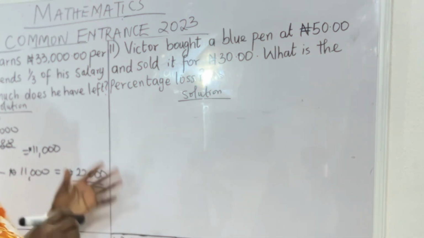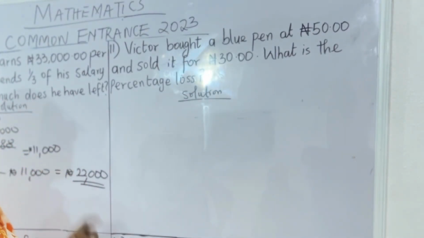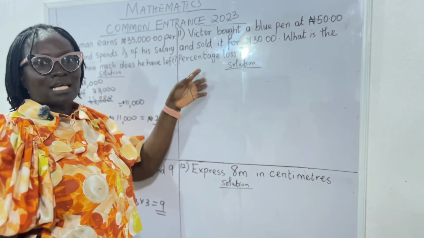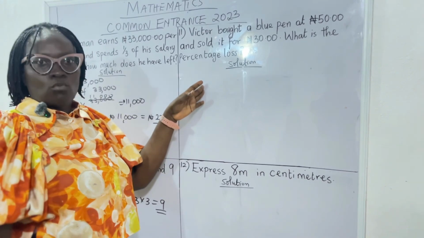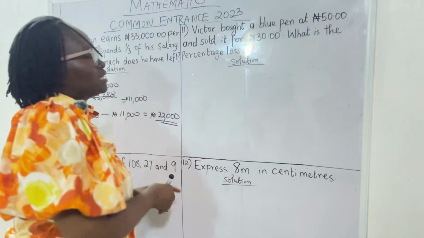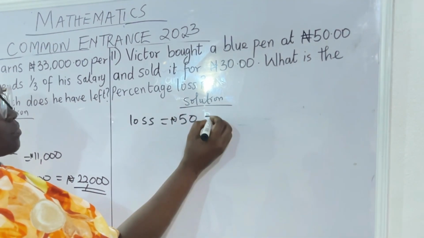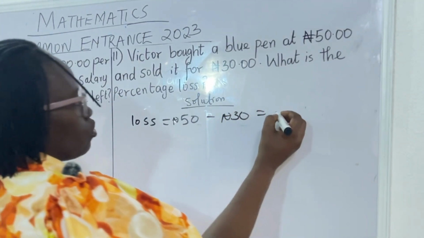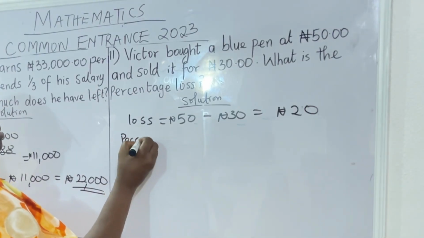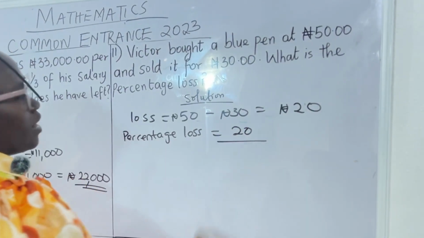Question 11. Victor bought a blue pen at 50 naira and sold it for 30 naira. What is the percentage loss? In this case, it is a loss because he sold it for an amount that is less than the cost price. Usually when you are doing business, you should sell your products more than the cost price. So that is why it's a loss. So loss here will be cost price minus the selling price, which is equal to what? 20 naira. Then the percentage loss is 20 over what? The cost price.